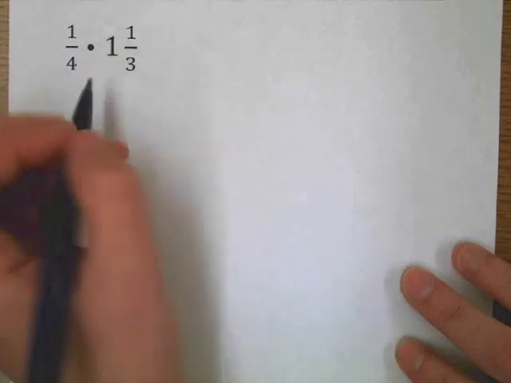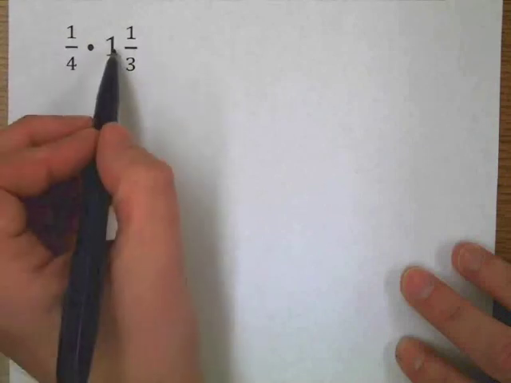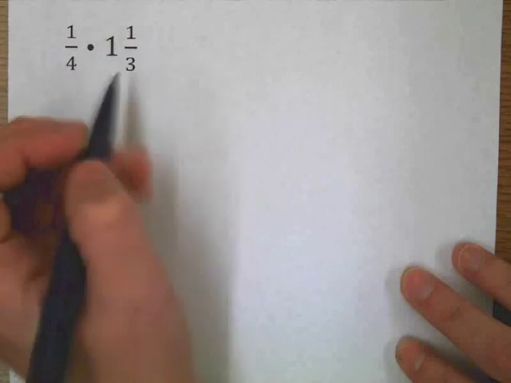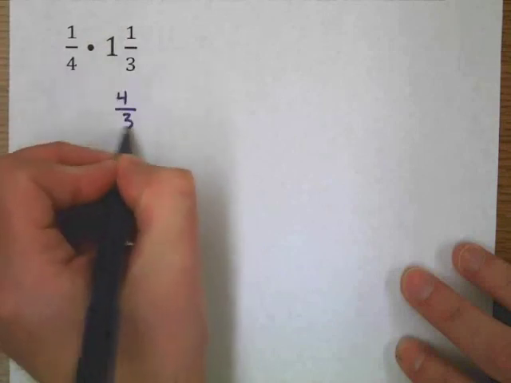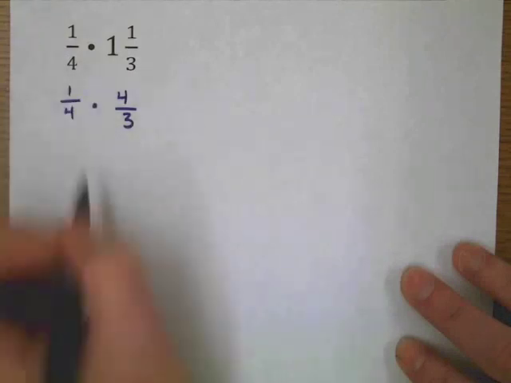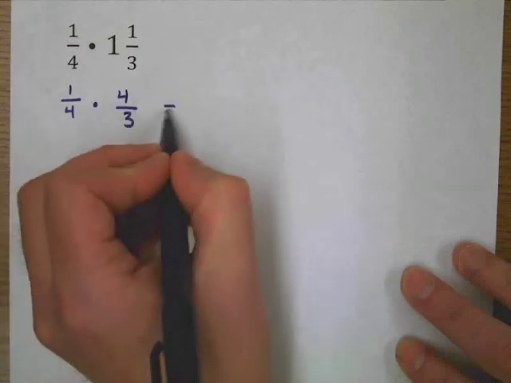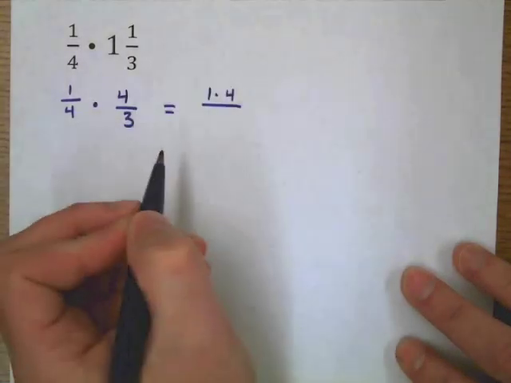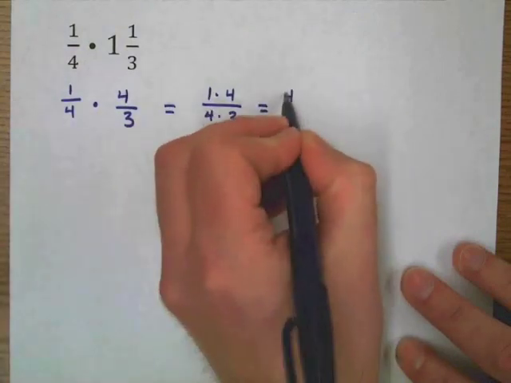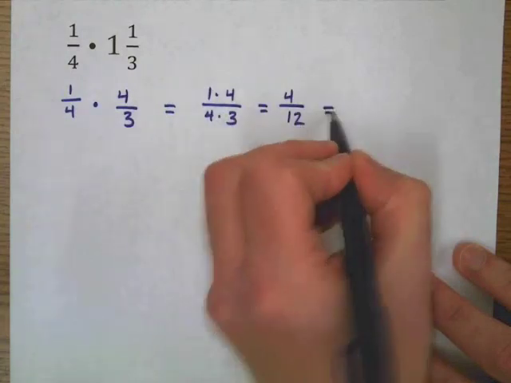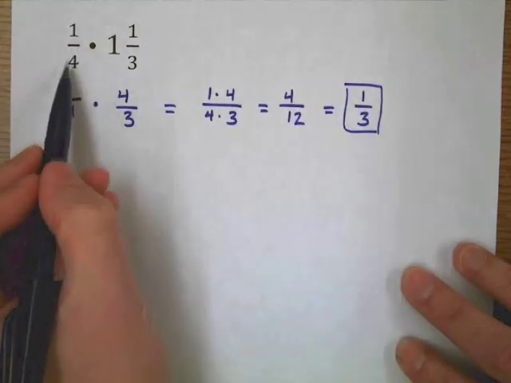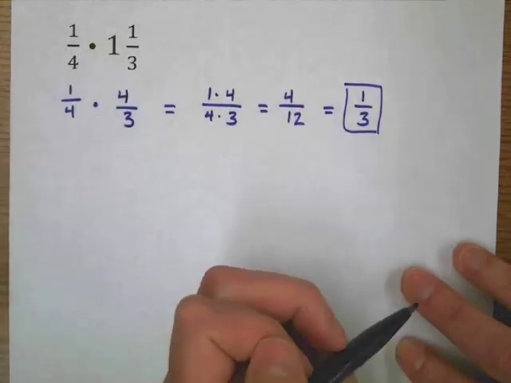So I can think of 1 1/3 as an improper fraction. So I have 4/3. 3 times 1 is 3, plus 1 is 4. So I can think of 1 1/3 as 4/3. And I'm multiplying that by 1/4. So 1/4 times 4/3, 1 times 4 on the numerator. My denominator is 4 times 3. And I end up with 4/12. And 4/12 reduces down to 1/3. So 1/4 times 1 1/3 is 1/3.